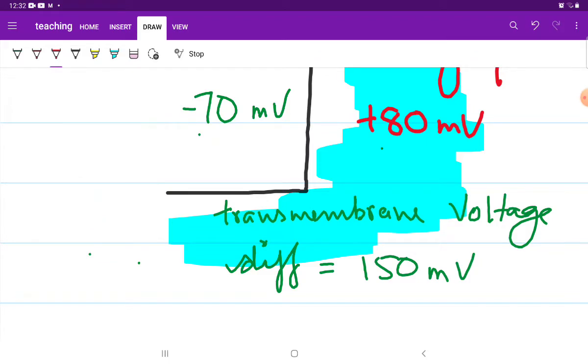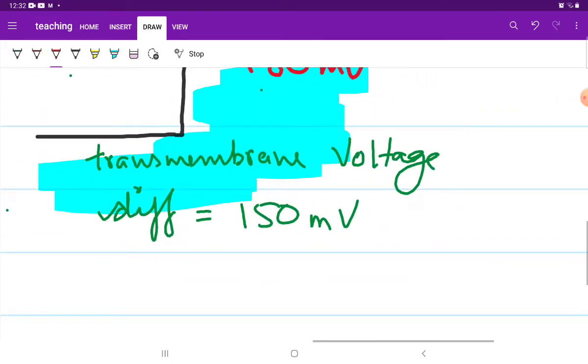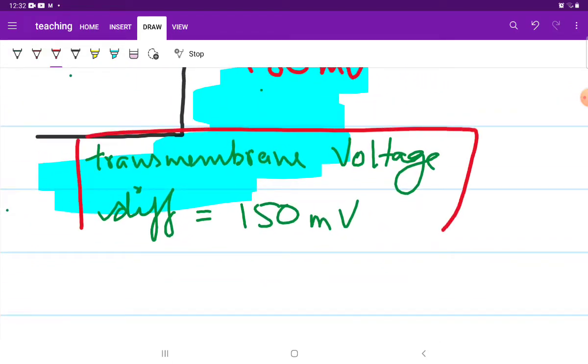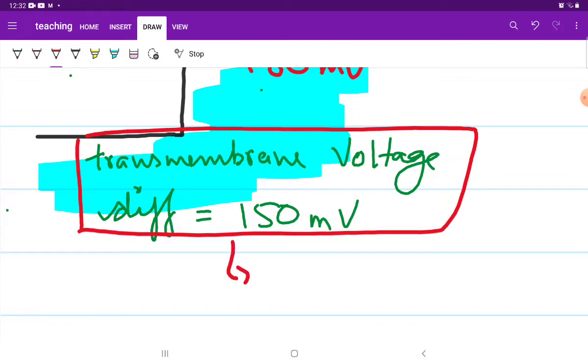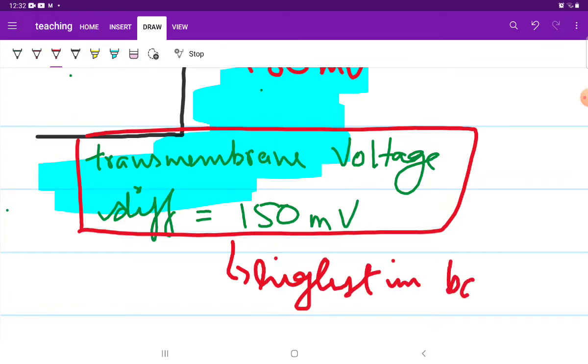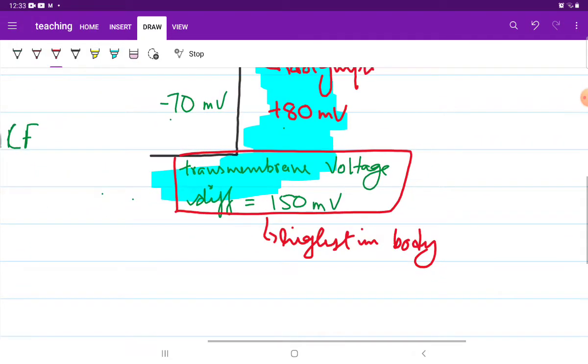So here the transmembrane voltage difference in this particular scenario is the highest in our body. This is the thing which you have to keep in mind.